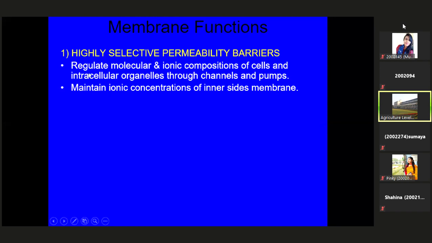So it regulates the molecular and ionic composition of the cell and intracellular organelles through channels and pumps. So this protein that is present in the cell membrane controls the entrance and exit of the intracellular organelles, different types of ions, and different types of components through the channel or the pump. Maintain ionic concentration of the inner side of the membrane.